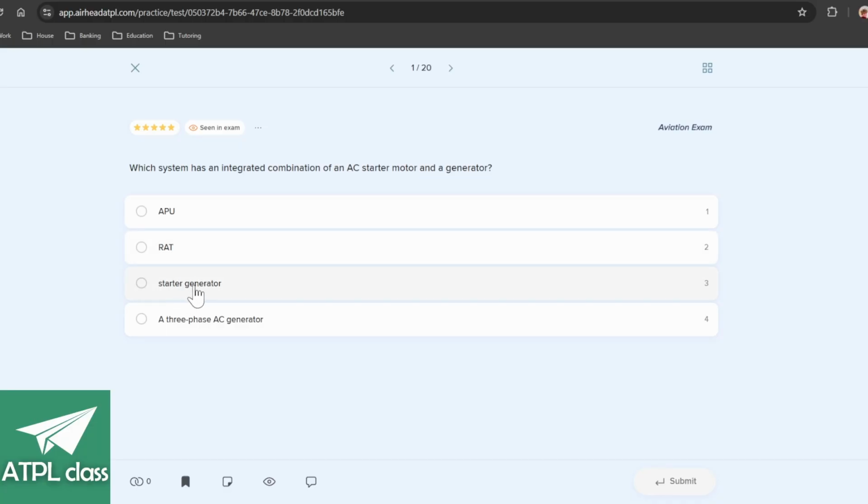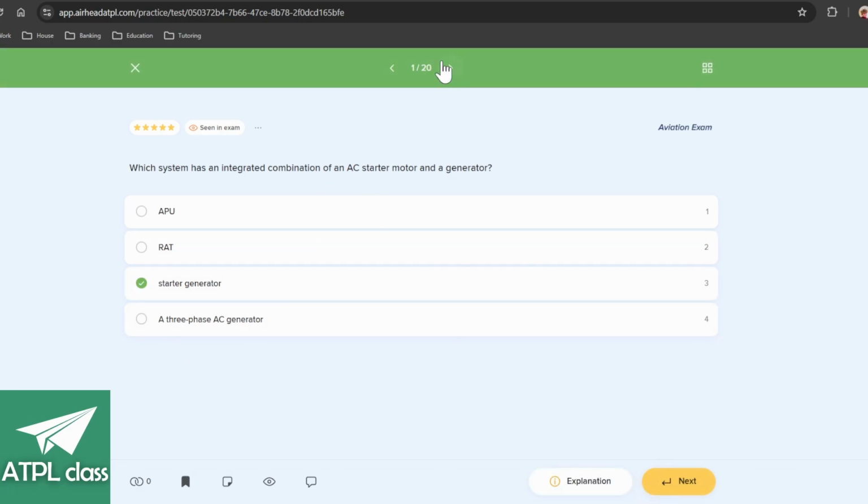A starter generator makes sense because it's a starter motor and a generator, so starter motor and generator, and a 3-phase AC generator doesn't necessarily have an AC starter motor, so I'm going to go for starter generator.